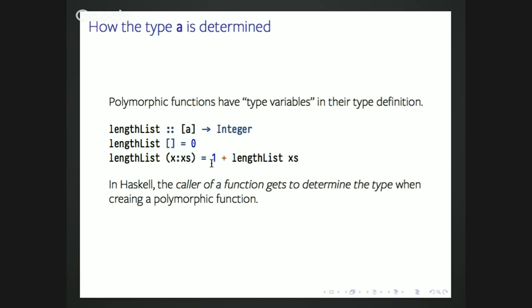So in Haskell, the caller of a function gets to determine the type when you're creating a polymorphic function. You write the polymorphic function as is, and then the caller will determine what the actual instantiation of A is. It might be a list of ints, it might be a list of chars, it might be something else like that. The caller will figure that out, and then the compiler will just call that specific instance of your function, the more specific one.